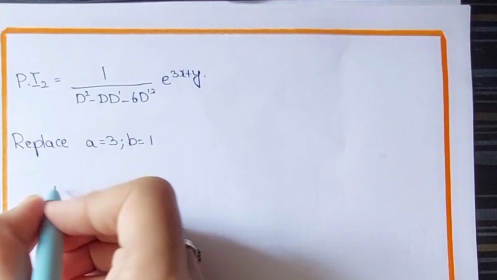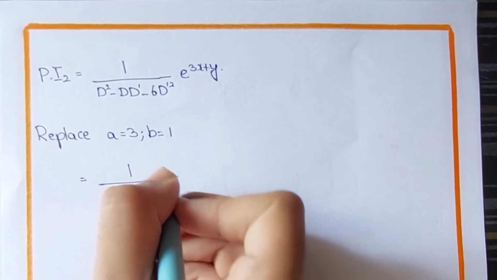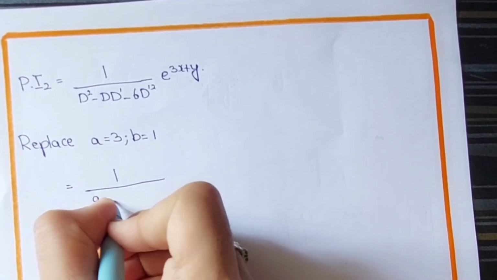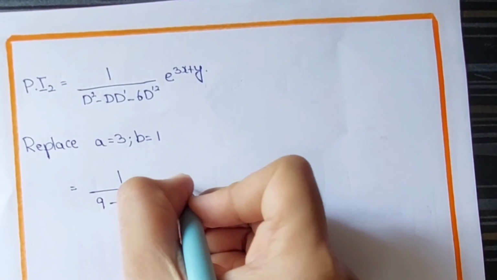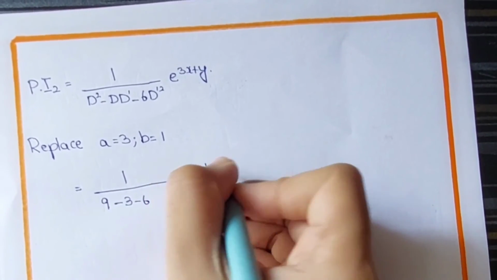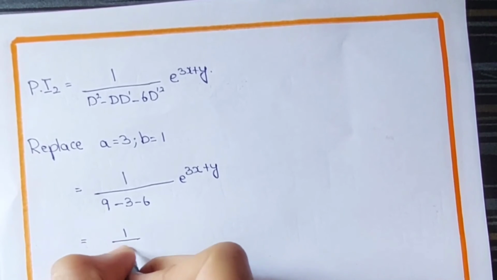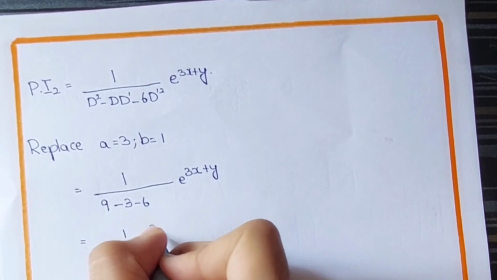So PI2 equal to 1 by (D square minus D' minus 6D' square) into e power 3x plus y. So this is of the form type 1. So here we can replace a equal to 3, that is D equal to 3, and b equal to 1, that is D' equal to 1. After substituting we get 1 by (9 minus 3 minus 6) into e power 3x plus y, which is equal to 1 by 0 into e power 3x plus y.